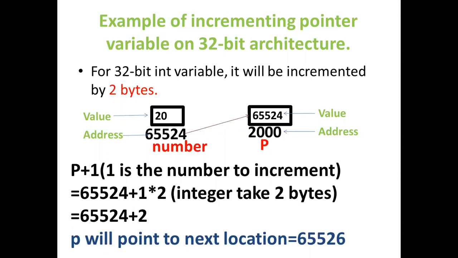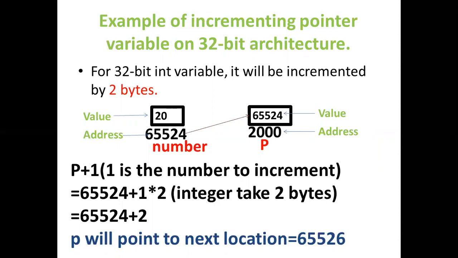Suppose we have a number variable which contains value 20 and the address of number variable is 65524. We have an integer pointer variable p which holds the address of variable number, which is 65524, and the address of p is 2000.